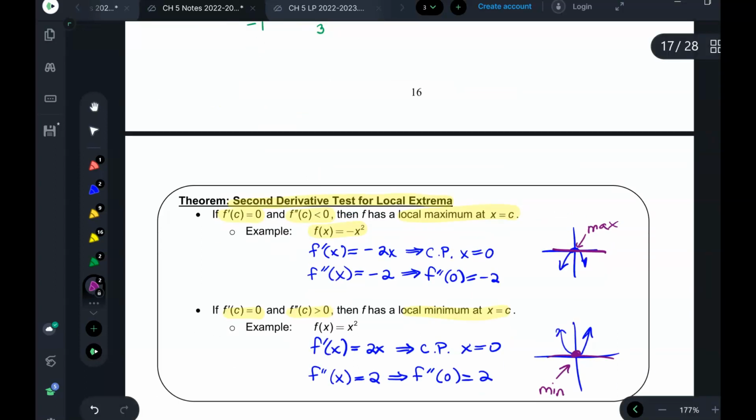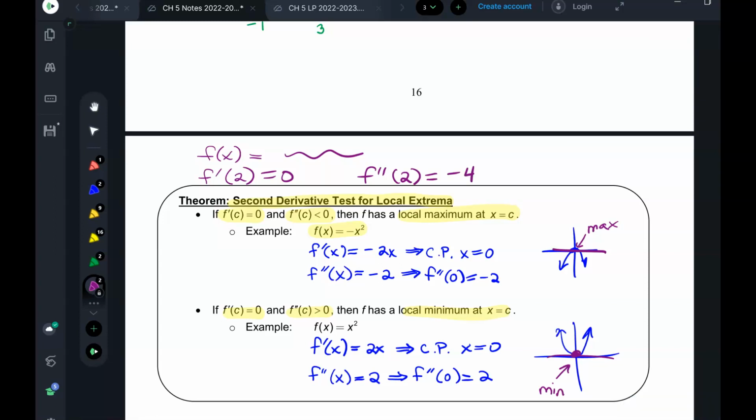So here, just a quick example. Let's say I have some function, and we don't care what it is, but let's say the first derivative at 2 is equal to 0, and I tell you the second derivative at 2 is -4. So does that mean at 2 it's concave up or concave down? Is it going to have a max or a min? So this implies f of 2 is a maximum. That's essentially how that works.